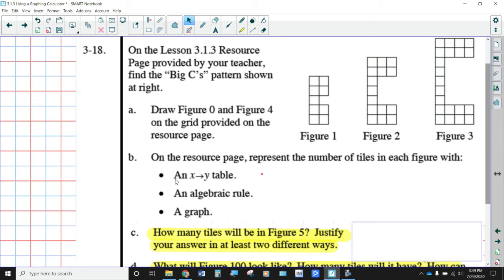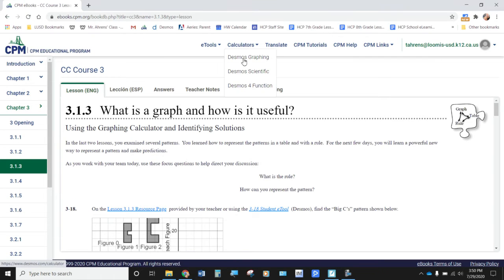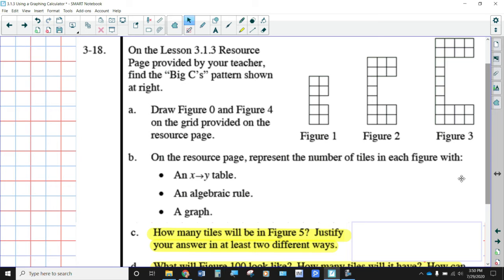And what we're going to do is we're going to create an XY table, the table of values, to show that growth. We're going to try and determine what the rule would be. Then we're going to graph it, okay? And what I want to show you is how you can use that online graphing calculator that I showed you here, the Desmos graphing calculator, to help determine if your rule is correct, okay? So let's go ahead and get started.